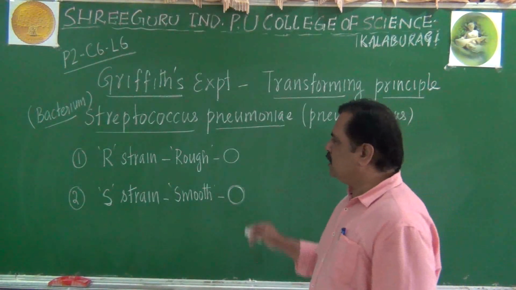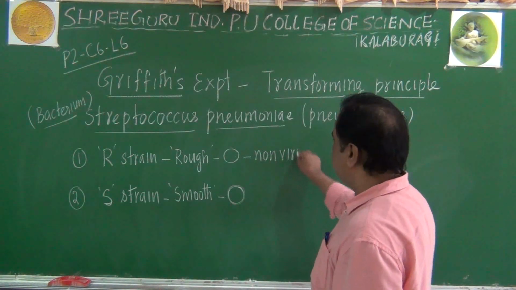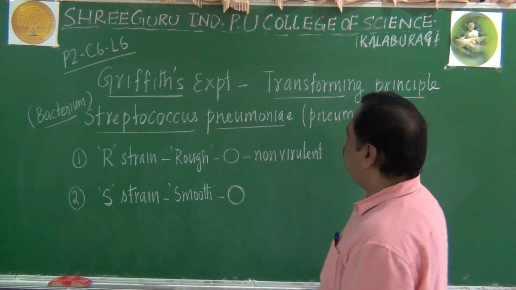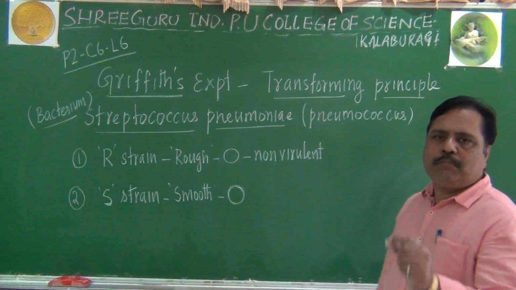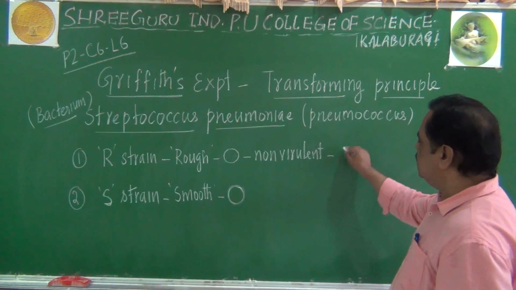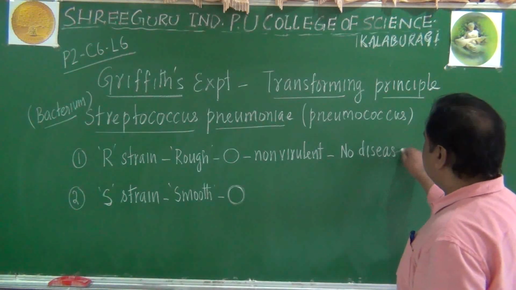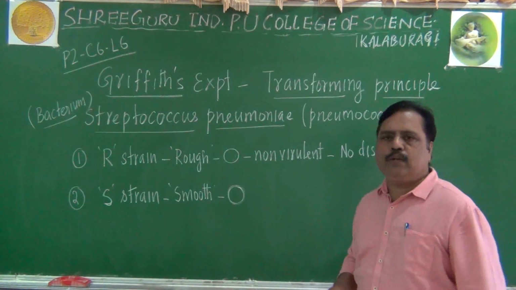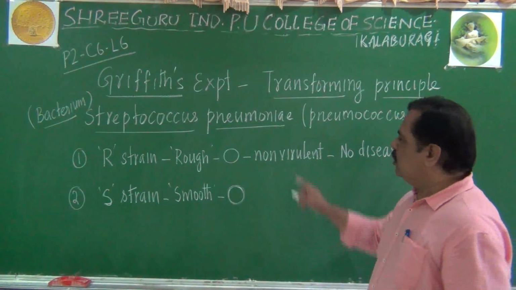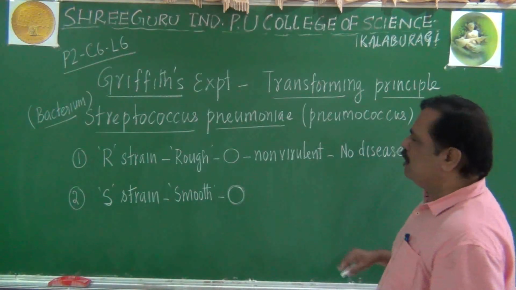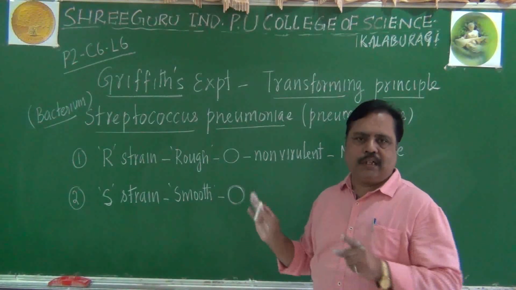One important point is that the rough strain is non-virulent in nature. Non-virulent means it will not cause any pneumonia in mammals. It will not cause disease. It is harmless, non-virulent, non-pathogenic, or non-poisonous, we can say. No disease will be caused by this bacteria. Which disease? Pneumonia. Only in name it is rough, but it does not cause any disease.